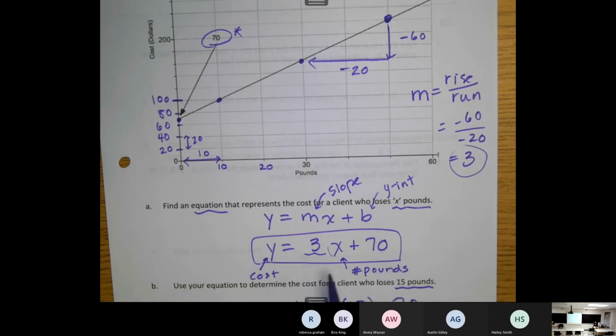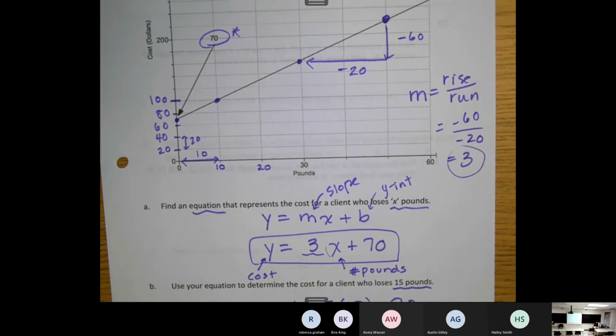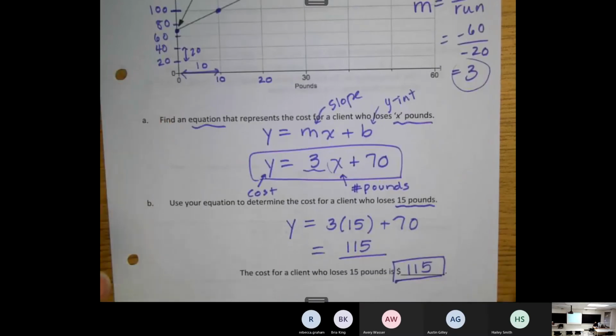The equation would let us know what the cost would be for any number of pounds, like 15. So plugging 15 in for X means 3 times 15, which is 45, and then plus 70. 45 plus 70 makes 115. So if someone lost 15 pounds, it would cost them $115 to be a part of the clinic.